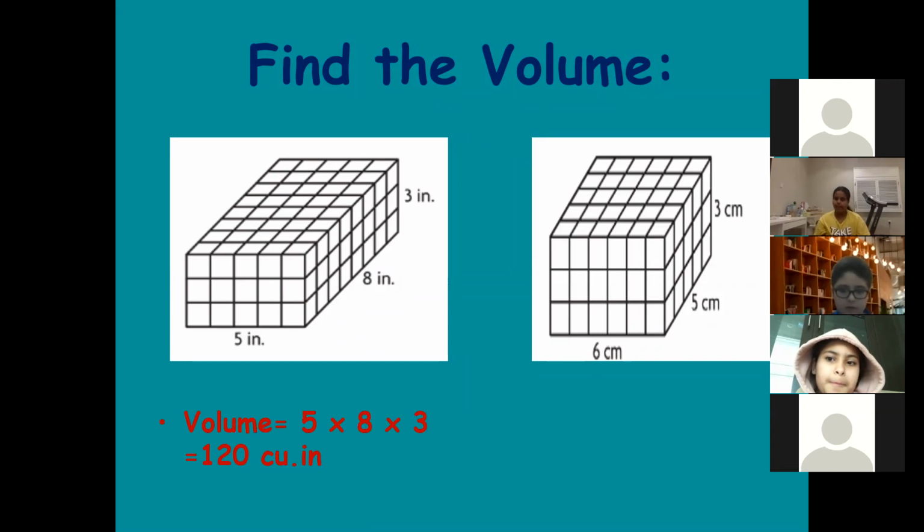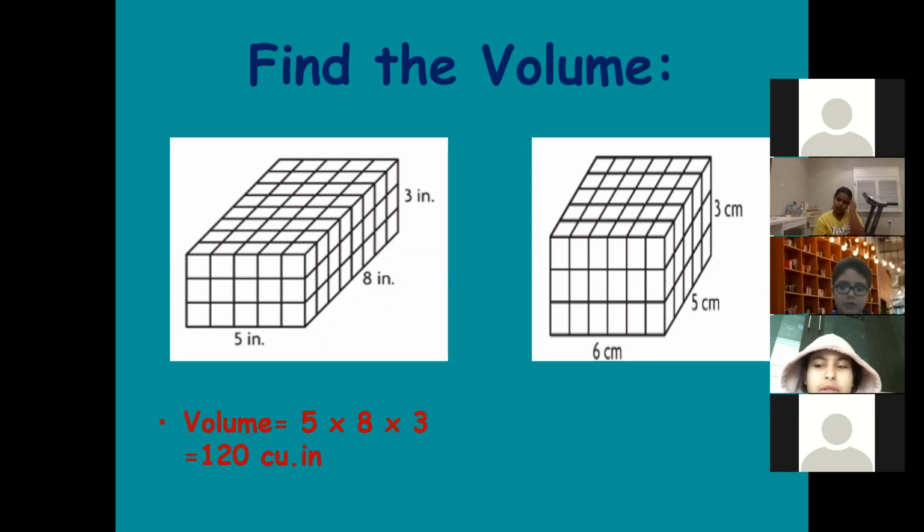What is the volume of the second prism? This second one, in the picture. What is the volume of the rectangular prism? 6, 5, and 3. Okay. So multiply 6 times 5.